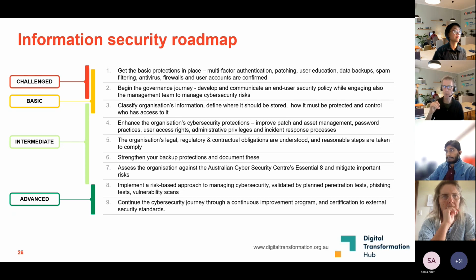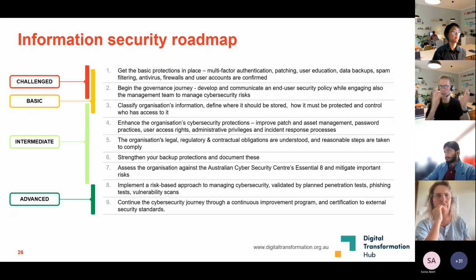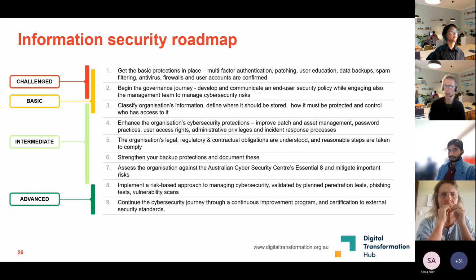Communicate the end user security policy, engage the management team, because there is a big human and cultural element to cybersecurity. Think about what sort of information your organization collects. Define where it needs to be stored. This doesn't need to be complex or rocket science. A lot of organizations have done it on a single slide. This is client data. Make sure it's in your client management system. This is the next category of data. Make sure it's only stored in these spots. Don't store it on PCs, that sort of thing.